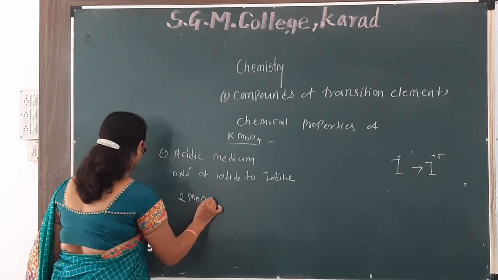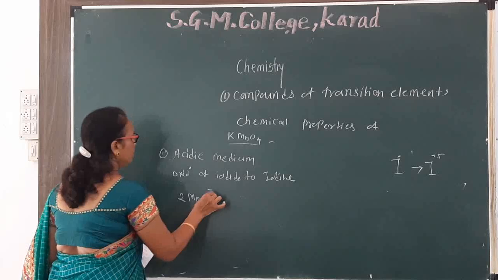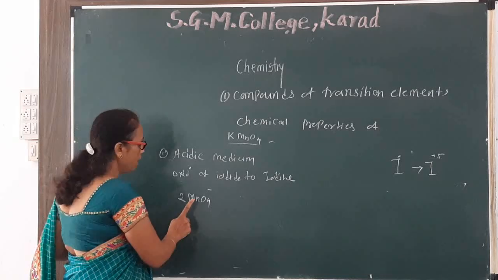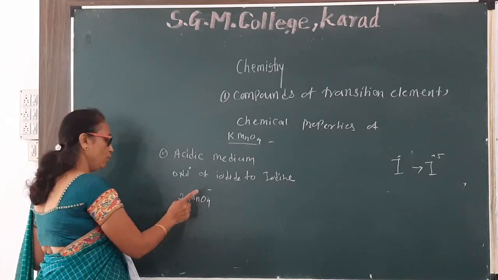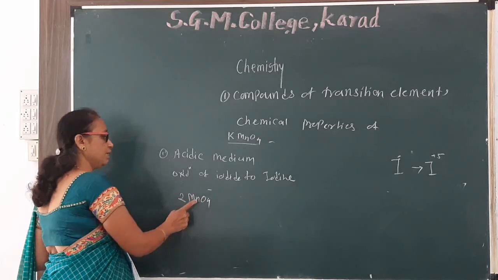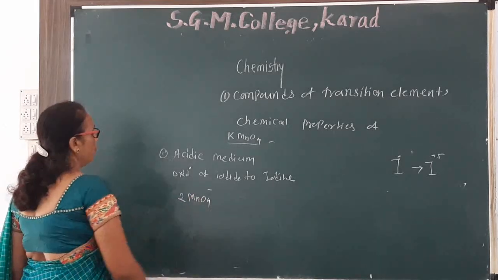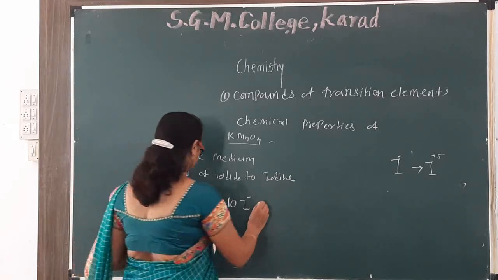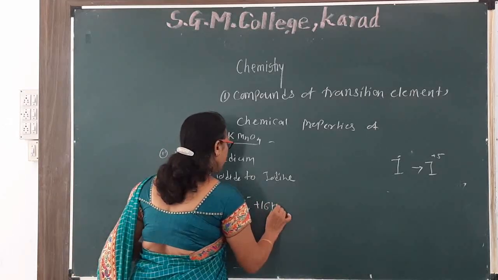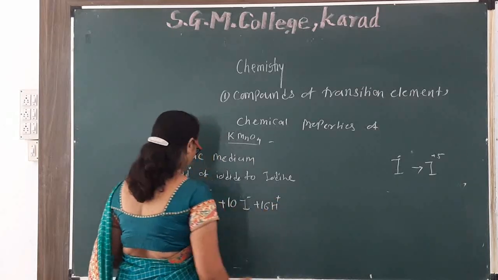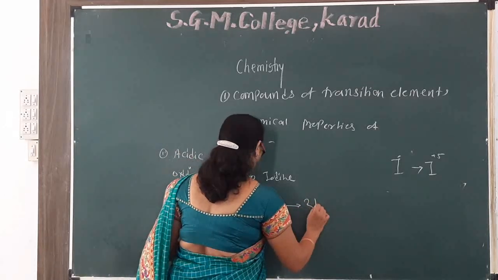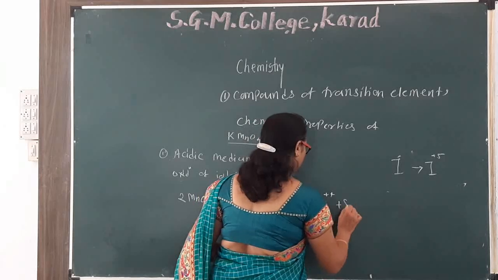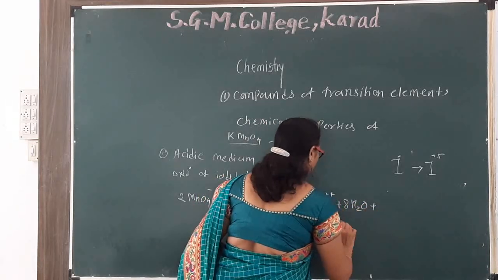2 MnO4-. A single minus charge means we are now seeing the reactions of potassium permanganate and not the manganate. Therefore, these are ions from the potassium permanganate. Consider it as potassium permanganate. That is 2 MnO4- plus 10 I- iodide ions. As the medium is acidic, there must be H+ ions, plus 16 H+, forming 2 Mn2+, 8 H2O plus 5 I2.